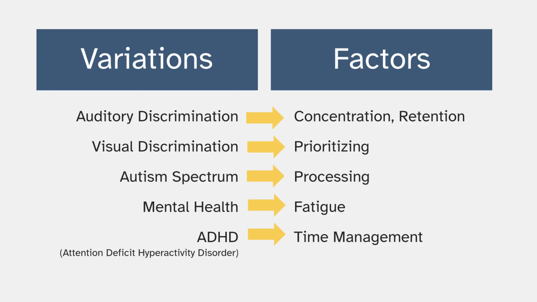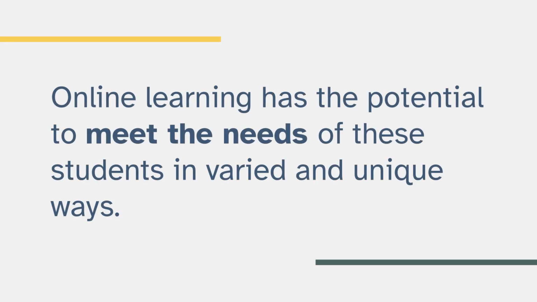Visual discrimination is the ability to notice, compare, and distinguish differences and similarities between visual stimuli, such as shapes, letters, numbers, symbols, or patterns. It helps the brain interpret and organize what the eyes see. Visually dense environments affect visual discrimination because it's difficult to retain what wasn't clearly perceived. People with a mental health condition may experience fatigue, while someone with ADHD may encounter difficulty with time management. Online learning has the potential to meet the needs of these students in varied and unique ways.